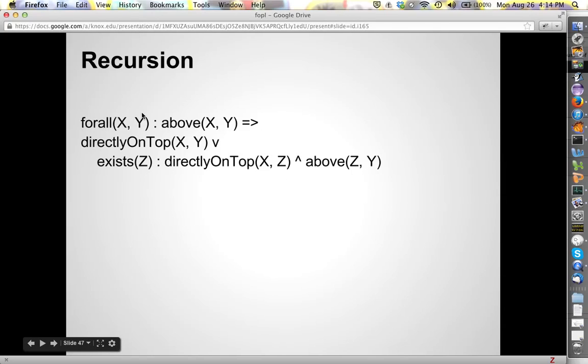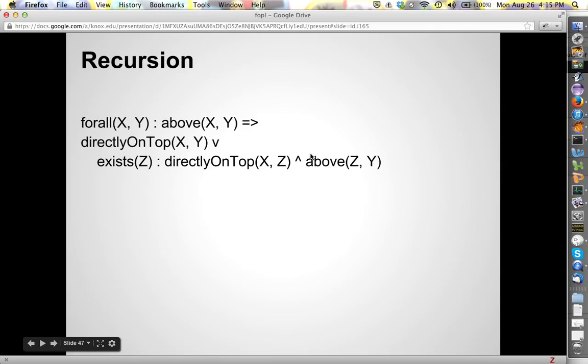Now, in order for this to work, there have to be a bunch of directly-on-top-of facts in our list of logical statements that involve actual atoms. So we could know that tray 1 is directly on top of tray 2, and tray 2 is directly on top of tray 3, and tray 3 is directly on top of tray 4. And so we could use this to conclude that tray 1 is above tray 3, because it's directly on top of 2, and 2 is directly on top of 3. So we keep recursively applying this rule until we have essentially a string of directly-on-top-ofs.